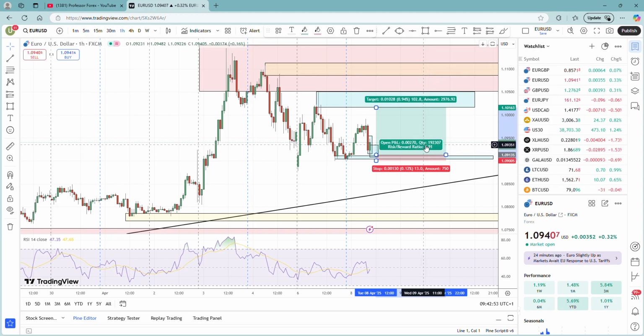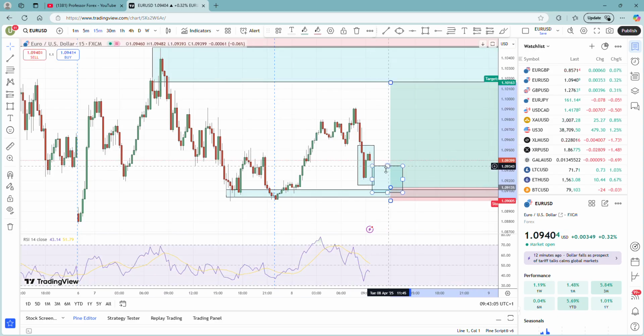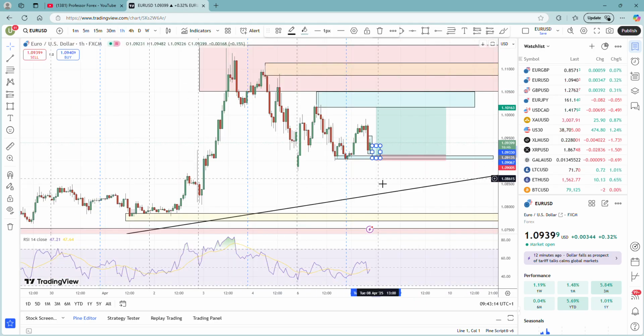Anything above 3 is a really good trade. 1 to 2 is not good. That's like 50-50. It's not great. I wouldn't really take a trade. If it's 1 to 3 or more, then I would take a trade. So I'm just going to wait and see how this price action plays out. Once it comes in this box here, that is my area of interest, I will then take a buy trade.